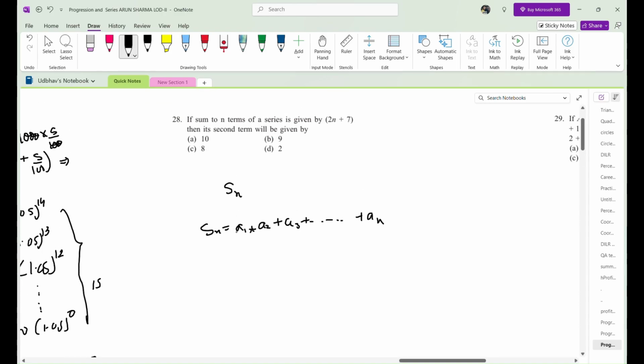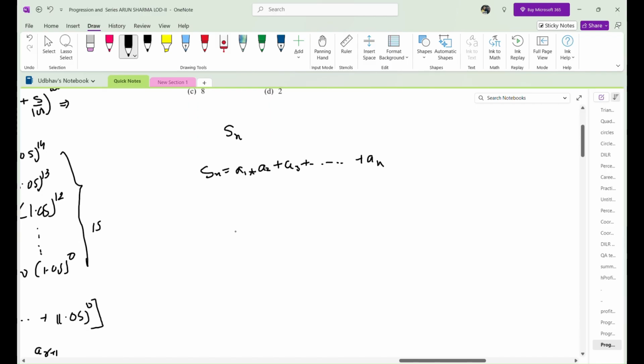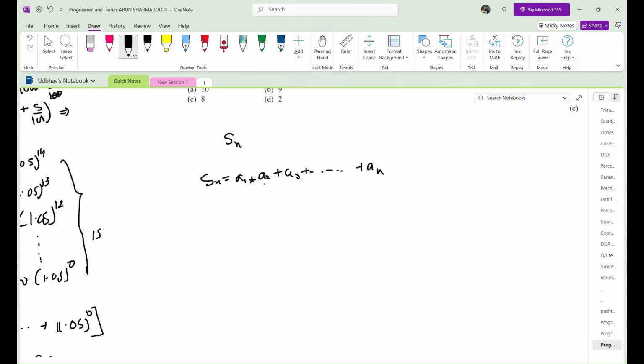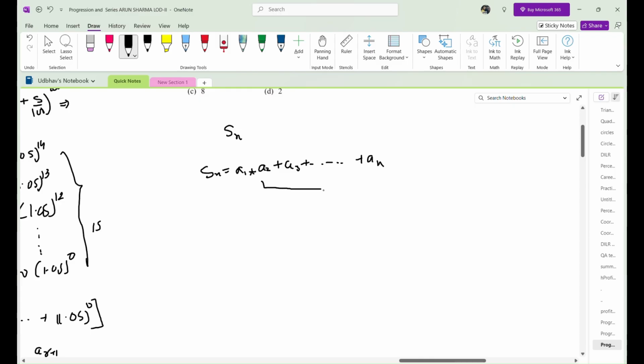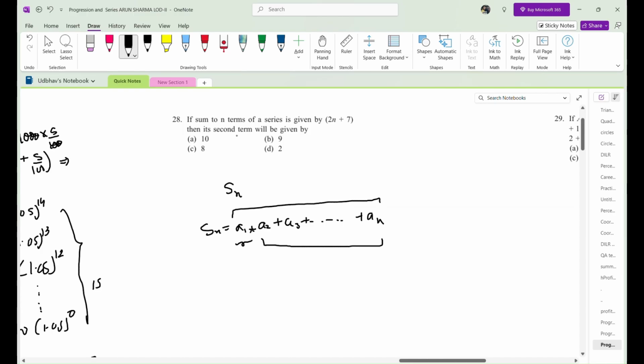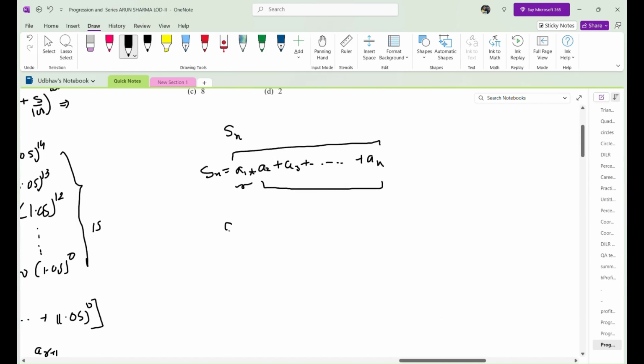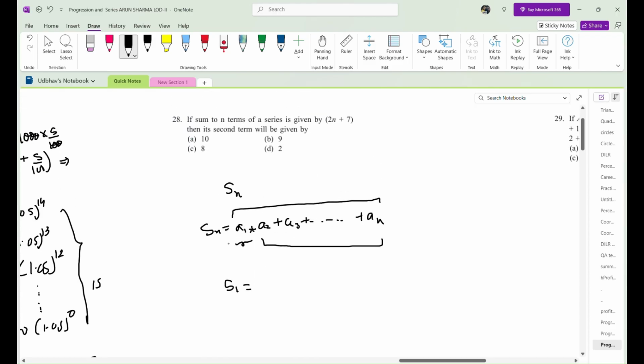What if we want to find a1 out of this? Just see it as a straight line, and if we can somehow subtract this amount from this amount, we can get this amount which is left, and the left one is a1. So we are told to find the second term. What will S1 give us? S1 will directly give us the first term because we are just taking a1. Then S1 is 2 into 1 plus 7, that will be 9. So the first term is 9.